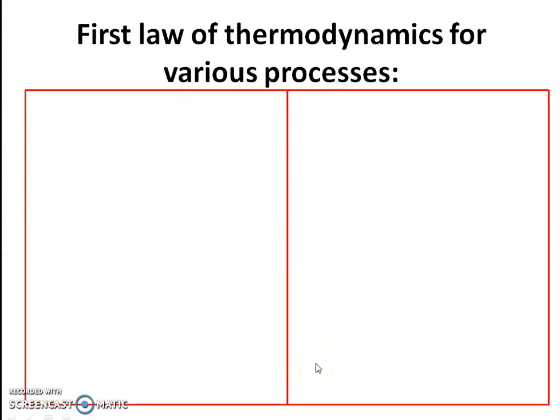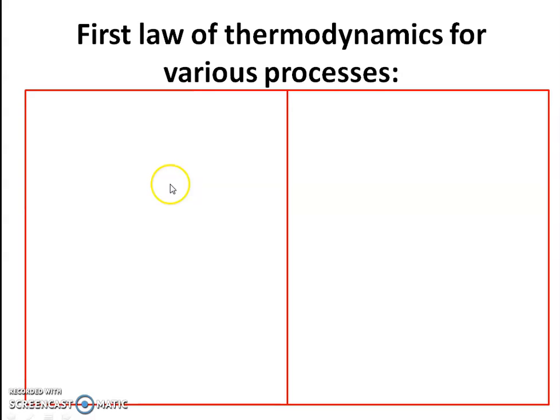In the last video, we discussed the mathematical expression for the first law of thermodynamics. According to the first law, delta U is equal to W plus Q, where delta U is the change in internal energy, W is work done. If it is minus W, then work is done by the system on the surroundings. If it is plus W, then work is done on the system by the surroundings, and Q is heat supplied to the system.